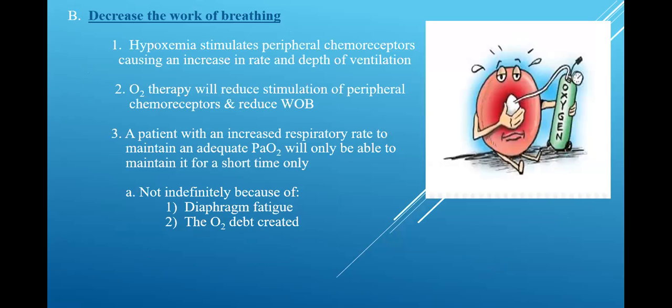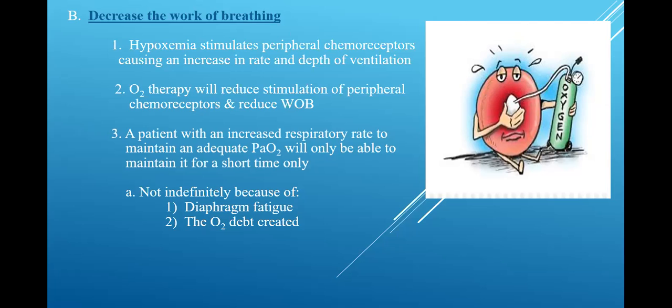Number two, to decrease the work of breathing. We said once the body sees that we are hypoxic, it will start to breathe harder and make the heart pump harder. And that is done by the peripheral chemoreceptors. Hypoxemia stimulates those peripheral chemoreceptors, causing you to breathe deeper and also making your heart beat a little harder. Okay?